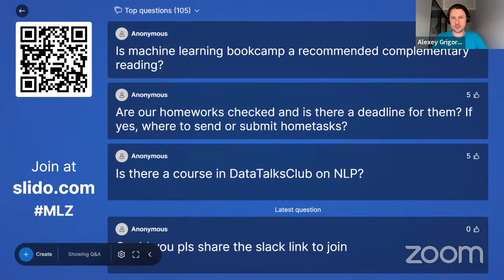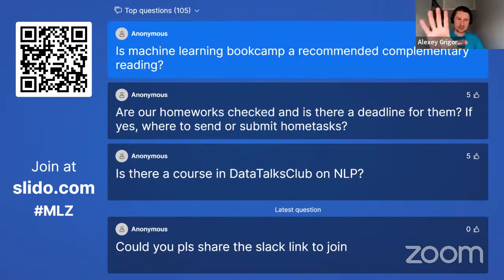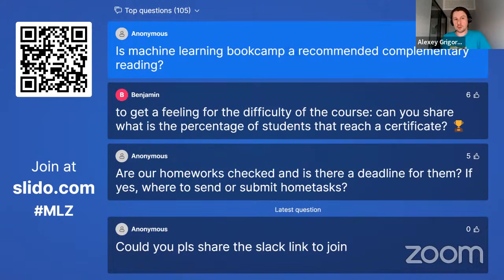By all means. Is the Machine Learning Bootcamp book recommended as complementary reading? I'm inclined to say yes, but I don't want to push the book in your face and say read it. It's up to you if you want to read it or not. You will be able to complete the course without reading the book. If you want to support me, you can buy the book.